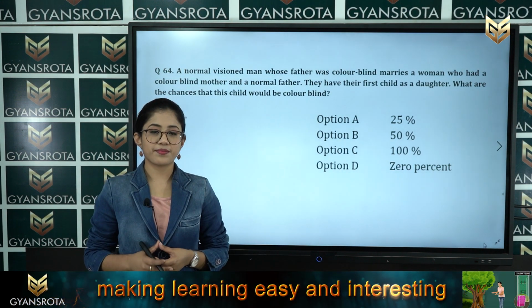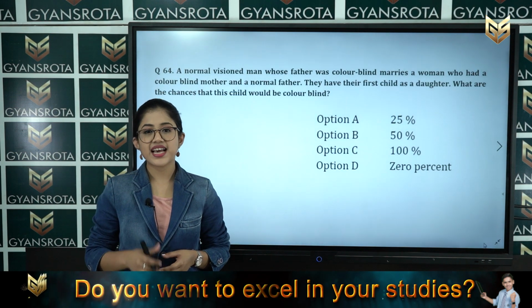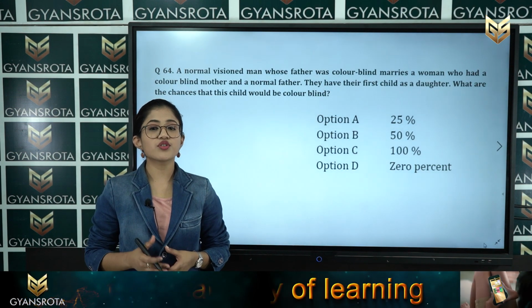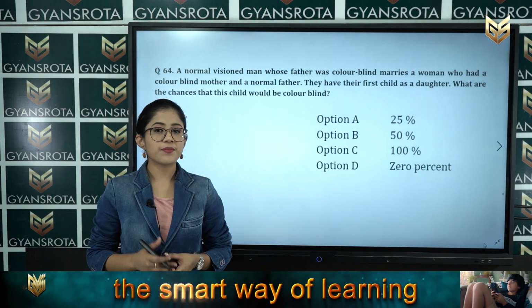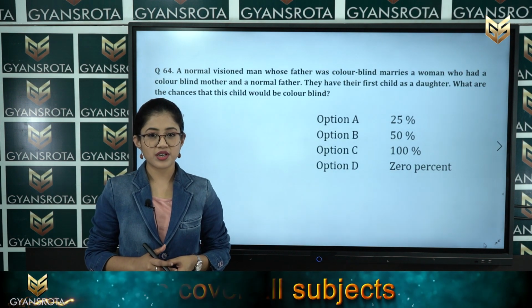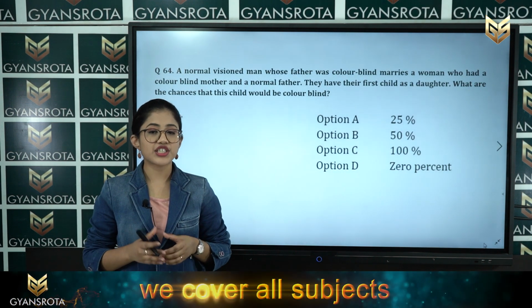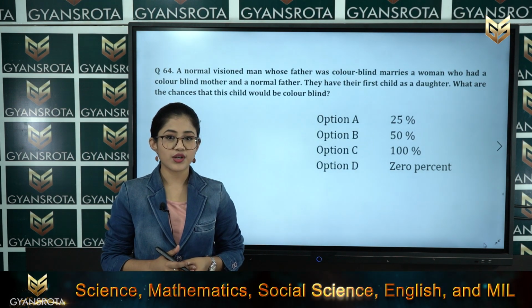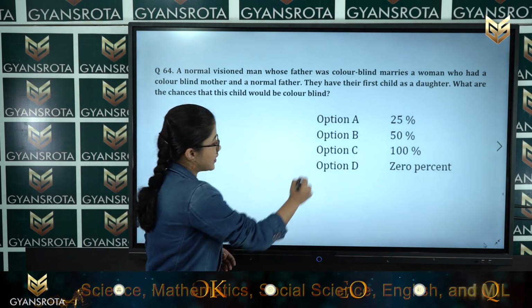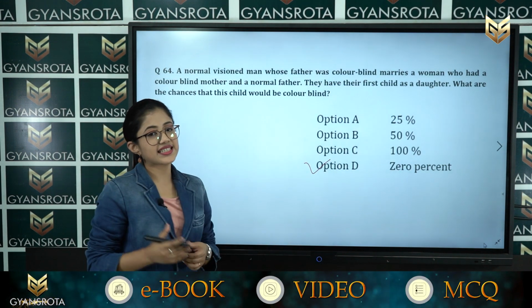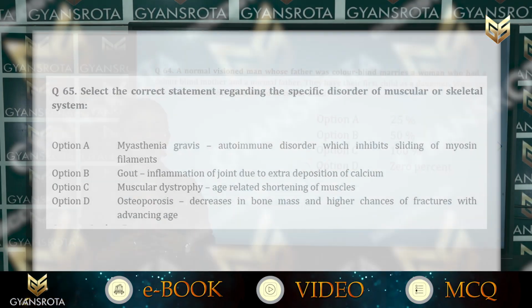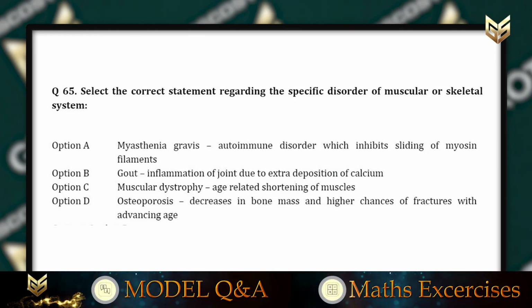Student, this is from the chapter Principles of Inheritance and Variation. We know that colorblind is a autosomal recessive disorder present on X chromosome. So, the probability of the female child being colorblind is 0%, which is given in option number D. So, 0% is the correct answer of this question. Now, let us see the next question, that is question number 65.